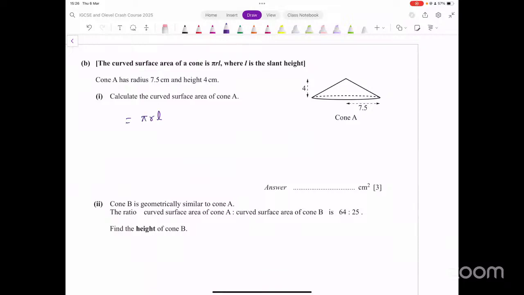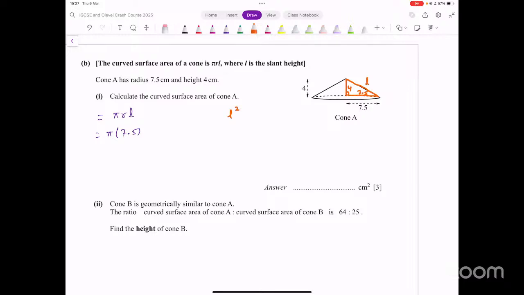Pi RL. Okay, now what information do we have here? We know the value of the radius. So we can say radius is 7.5, but the problem is we do not have the slant height. Slant height is not given, right? How do you find the slant height now? We know the perpendicular height. This is 4 units. The radius is 7.5. That means this length on the other side is 7.5. Using this, can I find this hypotenuse? It's a right angle triangle, right? I can find the hypotenuse from that. That will be the slant height.